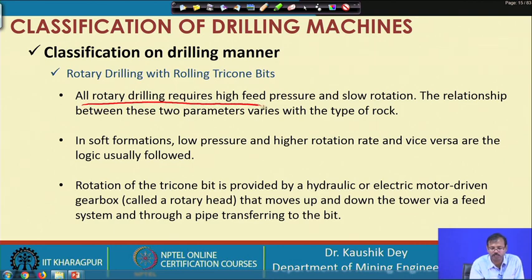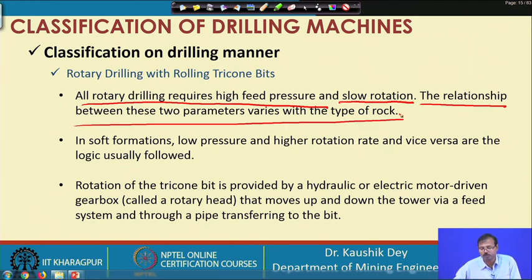All rotary drilling requires high feed pressure, because consistent touch of the bit with the rock is required, and it also requires slow rotation, so that it can properly erase the rock grains by shearing. The relationship between these two parameters varies with the type of rock. That means the feed pressure and rotational speed combination is very important if you are considering the type of rock or the drillability of the rock.